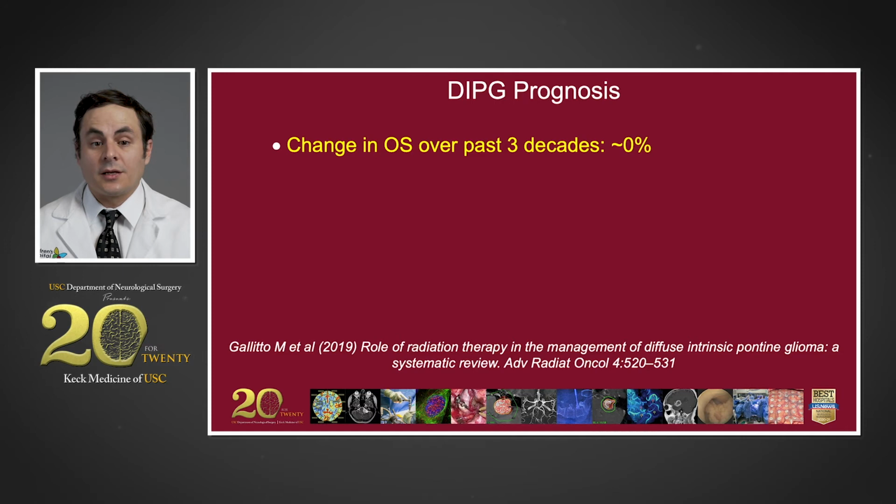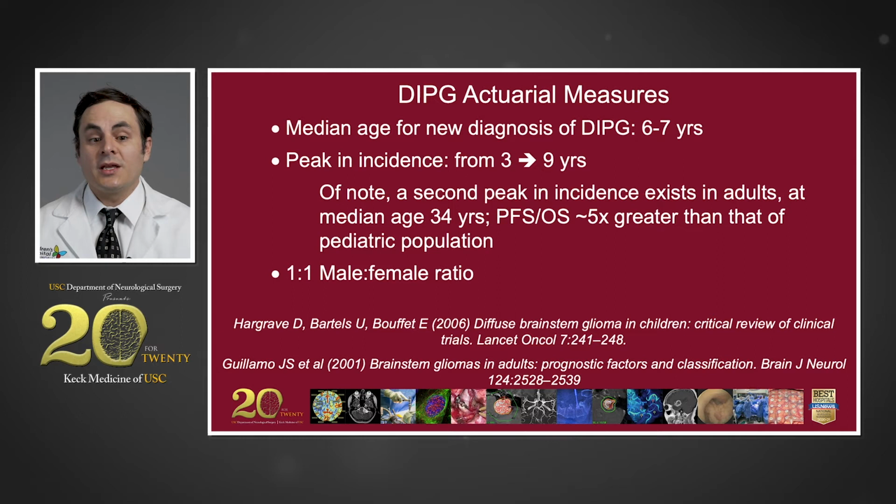Some actuarial measures for DIPG include a median age for a new diagnosis around 6 to 7 years, and a peak in incidence between ages 3 to 9 years. Do note that a second peak in incidence occurs in adults at an age of about 34 years, with a very different progression-free survival and overall survival compared to that of the pediatric population, approximately 5 times greater. Overall, DIPG occurs about equally in males and females.